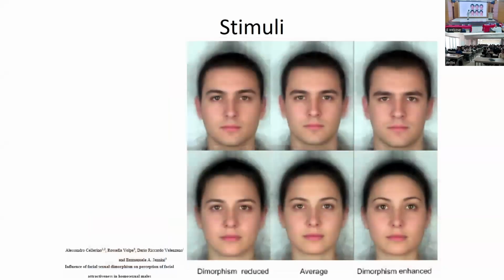Mustache is a dimorphic characteristic because in the majority of the cases of the girls here in this room, they do not have a mustache. So this is a dimorphic characteristic. So we can modify the face. We can produce a face more or less dimorphic using both male and female.